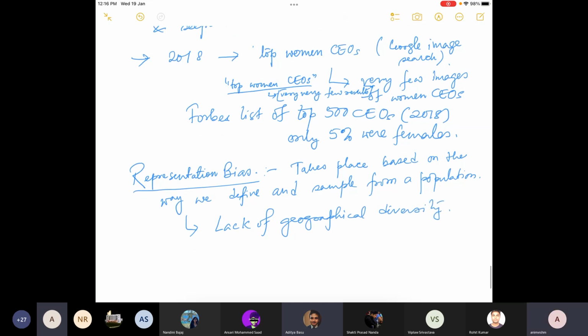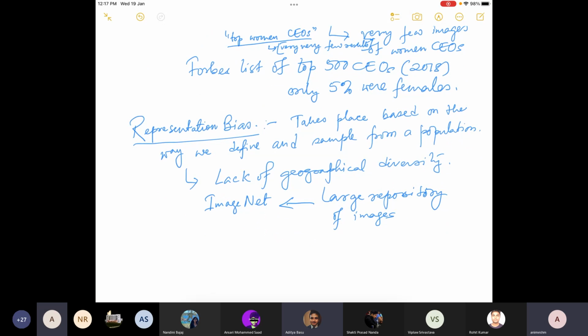Okay, so maybe one form of representation bias could be lack of geographical diversity. How many of you have heard about this data set? This is a large repository of images. And it is used as a benchmark data set for many different image processing algorithms. Every now and then this data set is being used for testing various developments in the image processing literature. However, this is known to be strongly biased towards, any guesses?